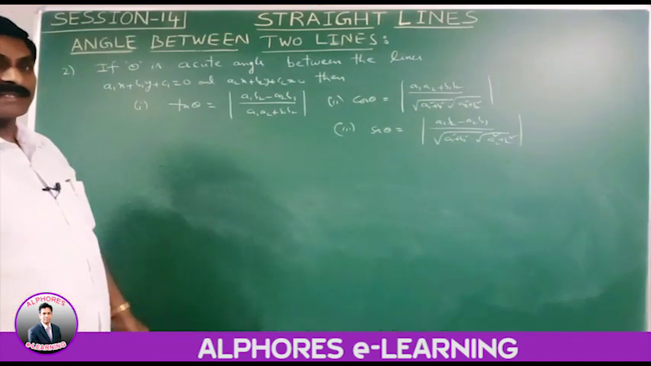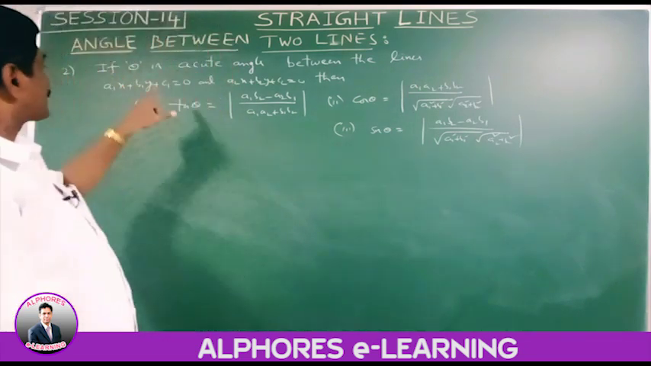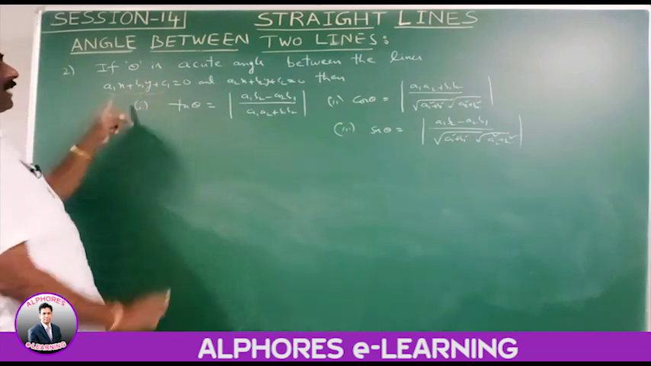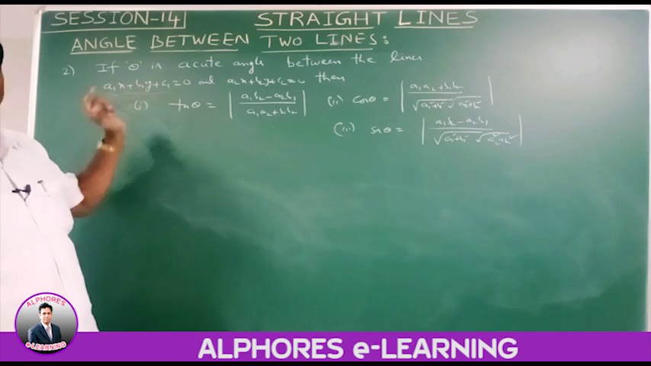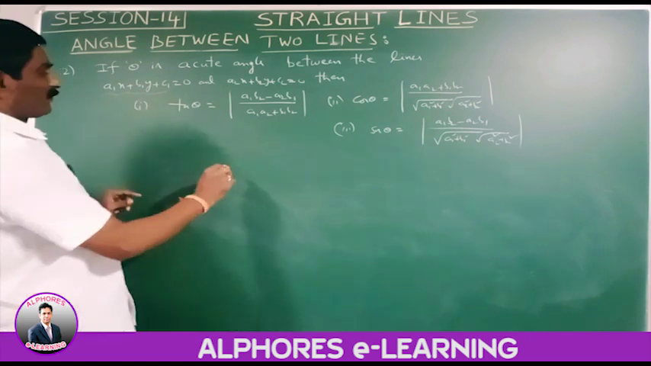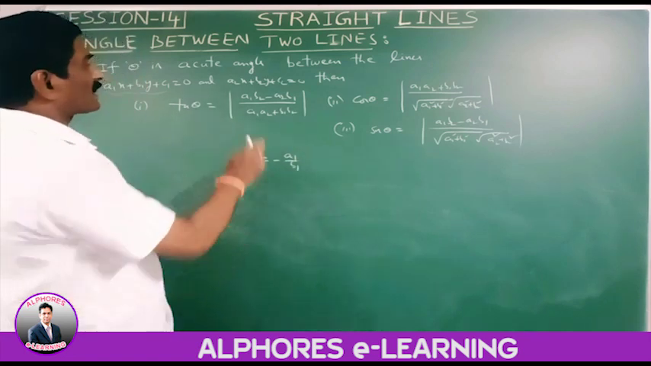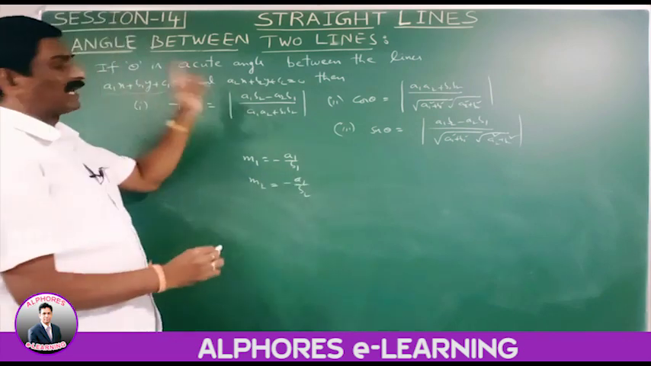In the previous case, if the slopes are given, then we find the angle between the lines. Here, in this case, the two line equations are given. If the line equations are given, what are the slopes? Minus a1 by b1, minus x coefficient by y coefficient, is the slope when standard form is given. Here the first line slope m1 is equal to minus a1 by b1. Okay. What is the slope of the second line? m2 is equal to minus a2 by b2. Here are the two values.